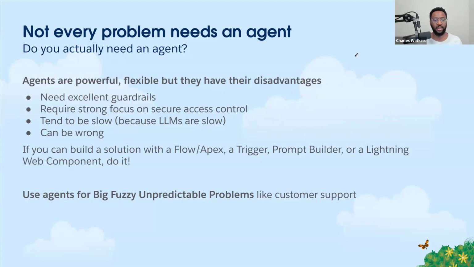Use agents for big, fuzzy, unpredictable problems that have a variety of branching paths that you would not be able to predict, like customer support. It's why agents are so much better than chatbots. Before, you needed a branch, you needed a flow for every single possible question and conversation path. But now with agents, you just need to give them guardrails, tools, and data access.